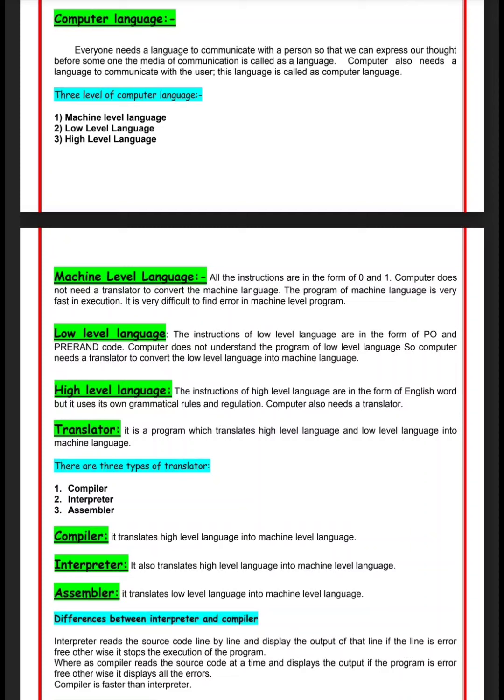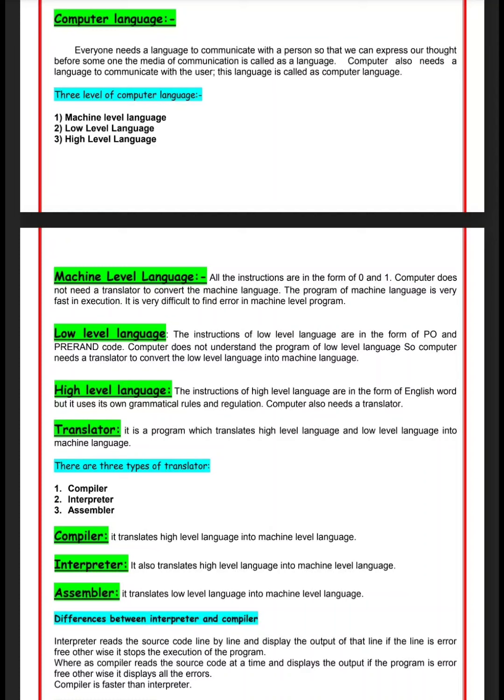Machine level language, low level language, high level language. Machine level language: all the instructions are in the form of 0 and 1. The computer does not need a translator to convert machine language. The program of machine language is very fast in execution. It is very difficult to find errors in a machine level program.